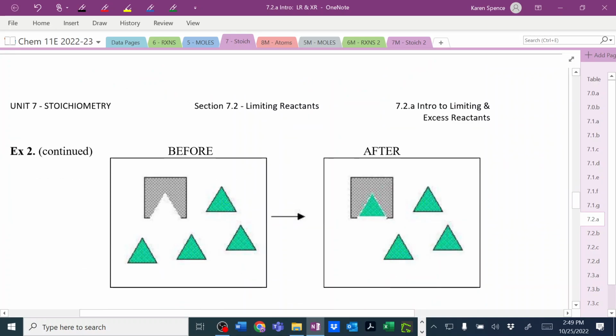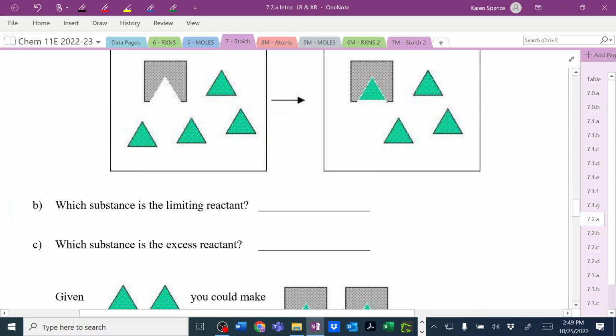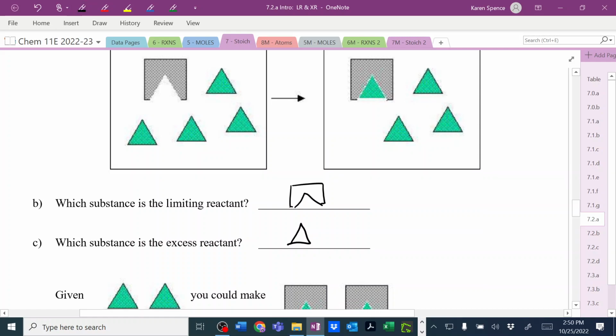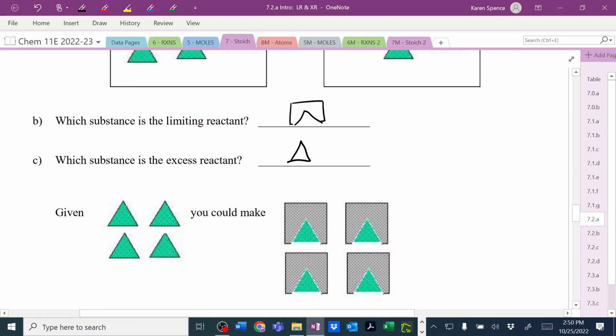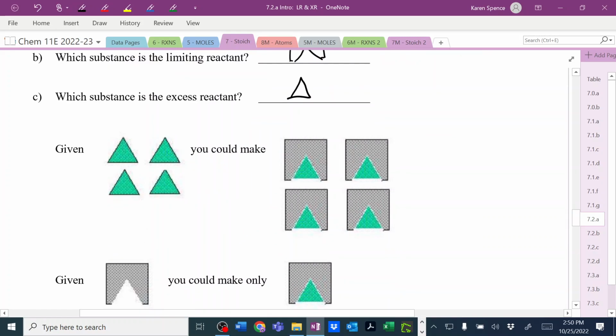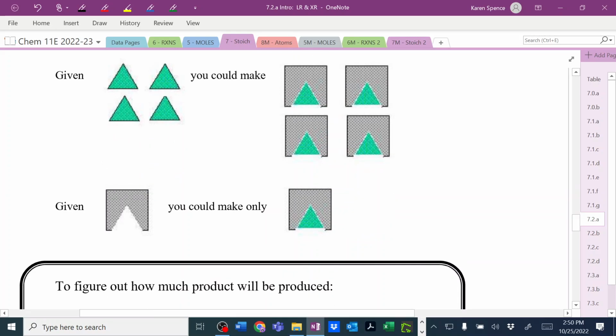Okay, here's the picture before and after if you were not wanting to draw it. Which substance is limiting? This one. Which substance is excess? There we go. Given 4 triangles, you could make 4 product, yes? Given 1 square, you can only make 1.